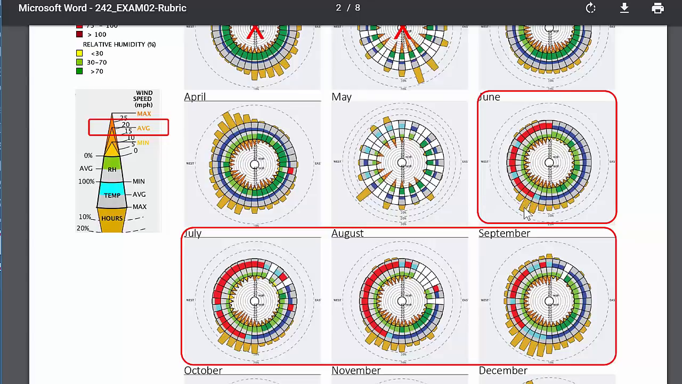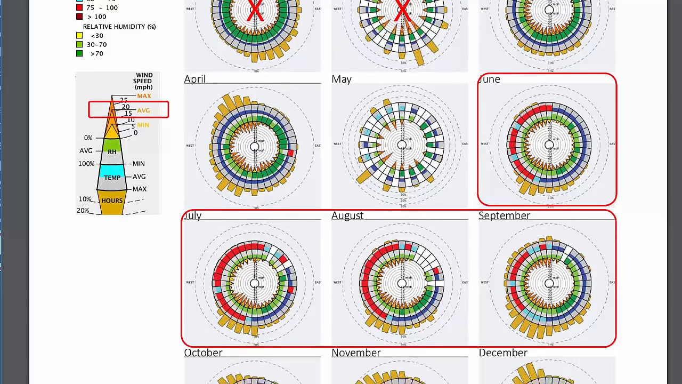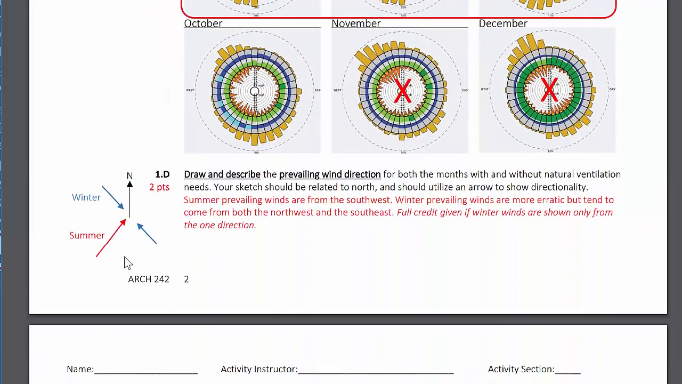When you see these yellow bars around the outside, that indicates the highest number of hours with wind coming from that direction. And then when we're seeing temperatures that are in the red, that's an indication that these are hot months. That is a warmer wind. And when we see here the blue color, that probably is indicative of evening time wind direction versus daytime wind direction. So you were to draw the wind directions.